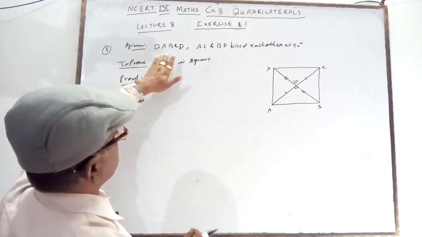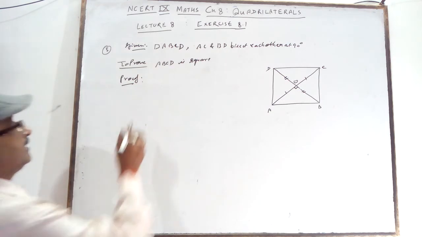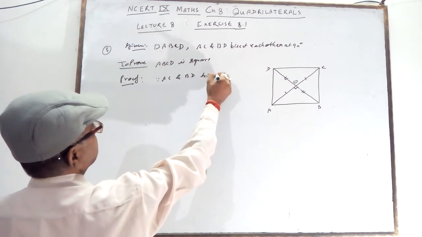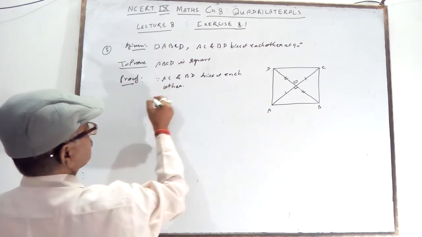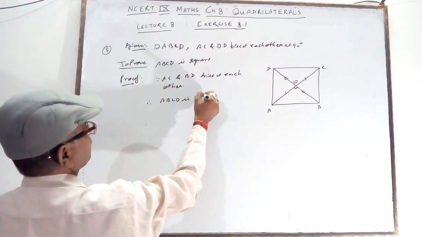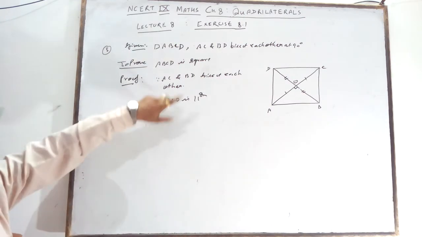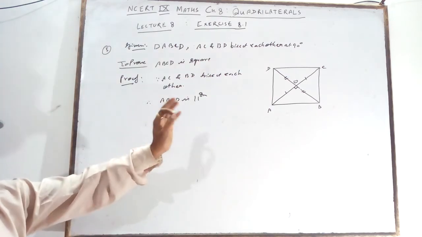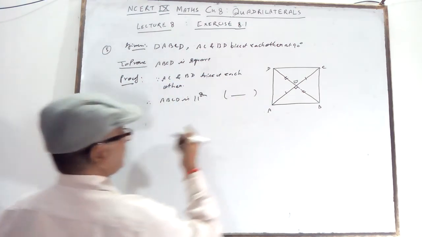How will it be a square? For the proof of a square, first you see AC and BD bisect each other at 90 degree. Because AC and BD bisect each other, ABCD is a parallelogram. What is the reason? A quadrilateral is a parallelogram if the diagonals bisect each other. We know it, the theorem is there. If any quadrilateral's diagonals bisect each other, then it is a parallelogram. That property you can write down.